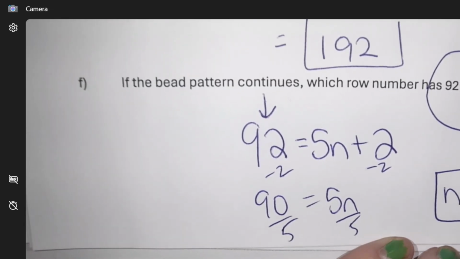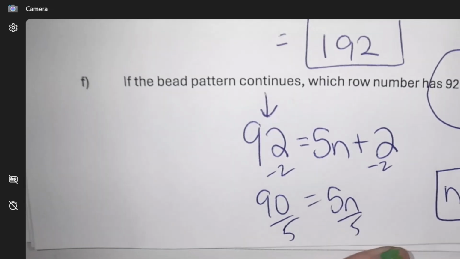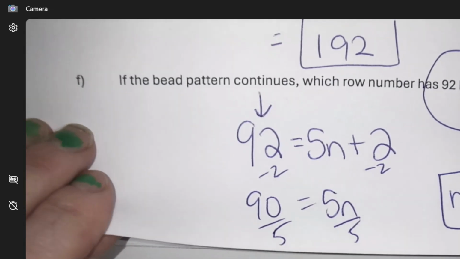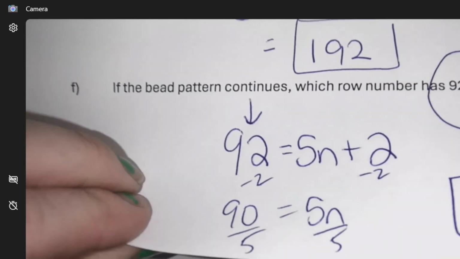And what does that come to? 18. 18th row.